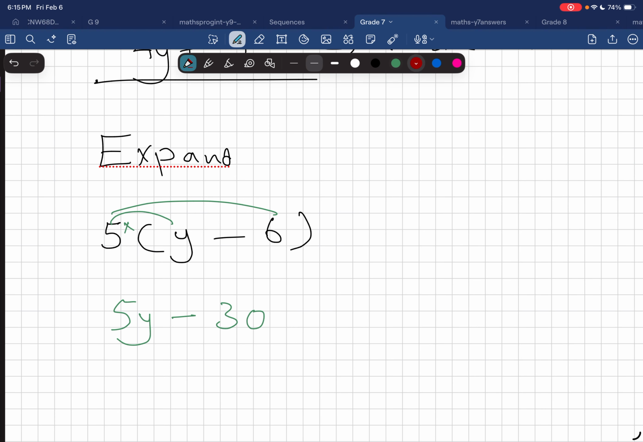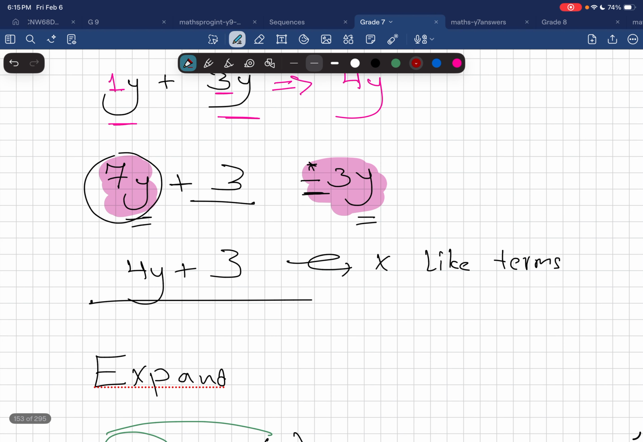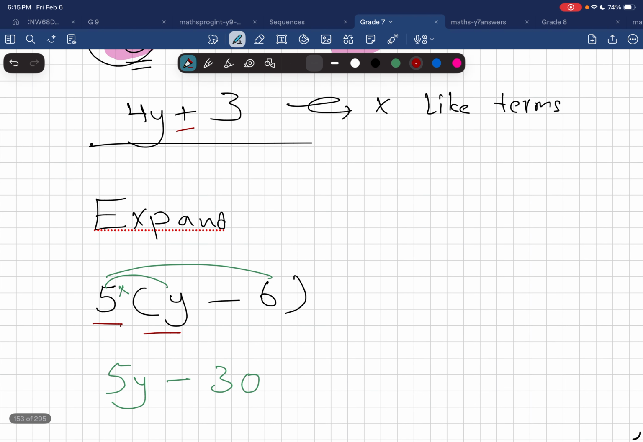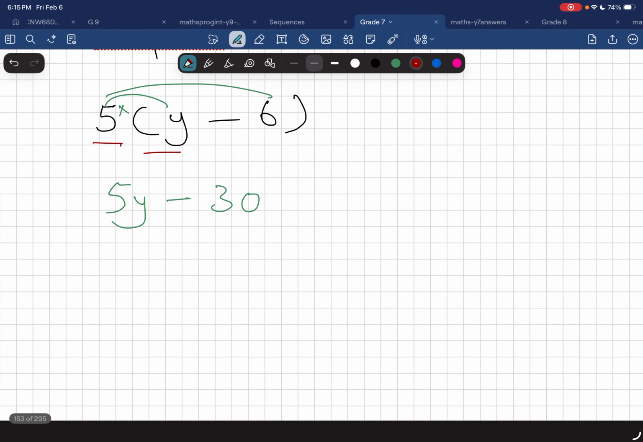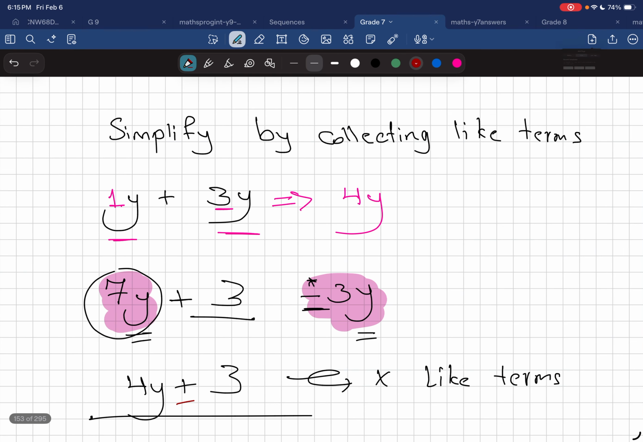And notice here, guys, that in multiplication, we can multiply different terms. Not like in addition or subtraction. When they are not like terms, we cannot do anything. We just leave them as they are. But here, we multiply easily. 5 times y is 5y, and 5 times minus 6 is actually just minus 30. Okay, guys, thank you. Let's go for the next one.